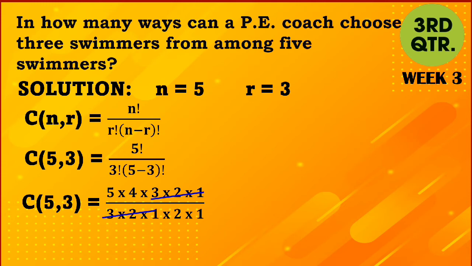In the denominator, we have only 2 times 1, and that is equal to 2. 20 divided by 2 is 10. Therefore, C of 5, 3 is equal to 10.